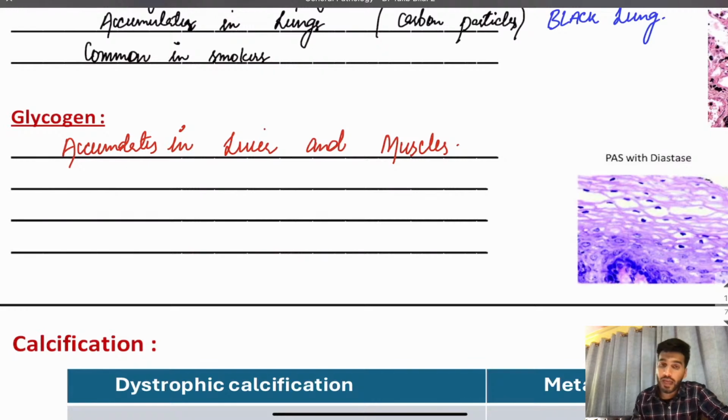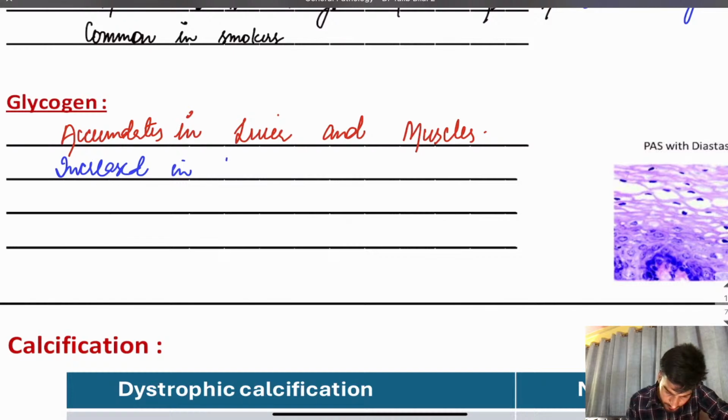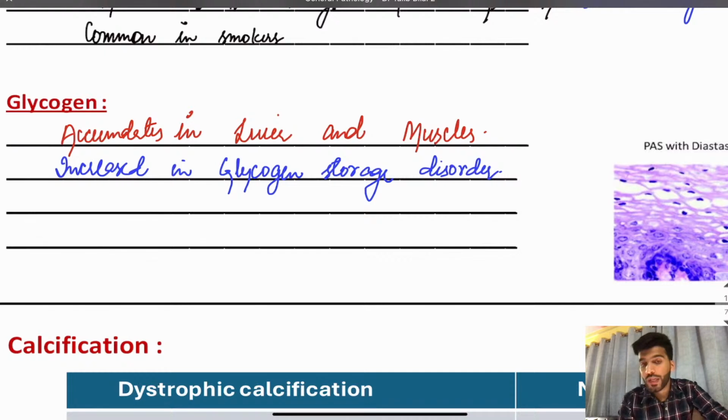And this glycogen, guys, in which diseases is it seen increased? It's increased in glycogen storage disorder. What is the most common glycogen storage disorder? Tell me in the comment section, guys, from biochemistry. Most common glycogen storage disorder. Anyone in the comment section, guys?